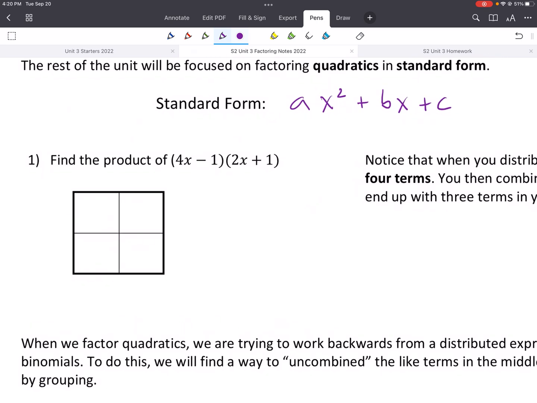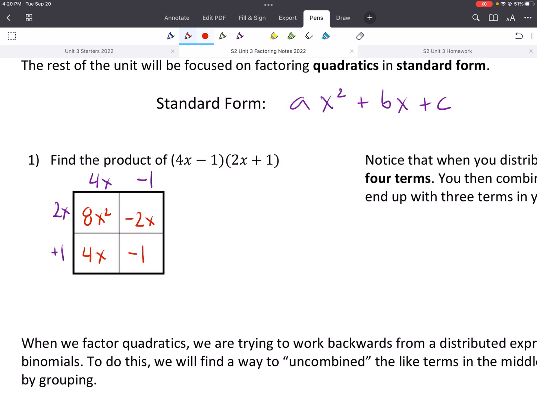All right, so going back to our last lesson, we had a problem like this, and I asked you to use the distributive property. We had boxes like this, and we'd put our terms like this, and we would multiply, because that's what the distributive property is. It's just multiplication. So we'd get 8x squared minus 2x, 4x, and then negative 1.